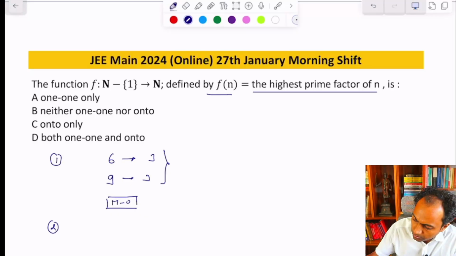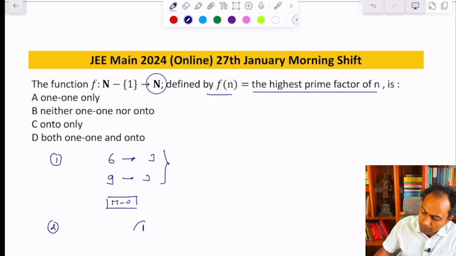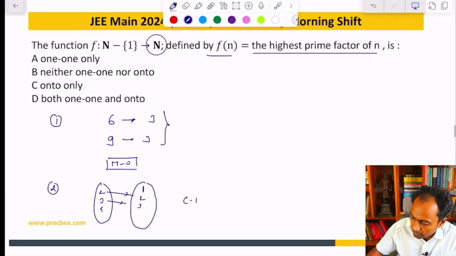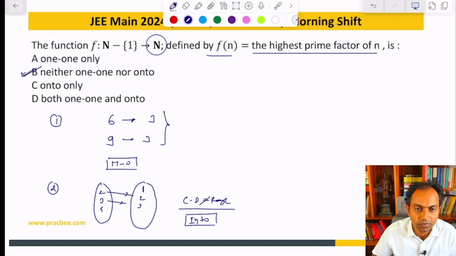Secondly, if you look into the onto nature, it will largely depend on the codomain. In the codomain, there is a number 1. If you look into 1, none of the elements will ever be mapped to 1. Any number, if I take 1, I cannot take, they have removed this 1 from the domain. So I can start with 2, 3, 4 like this, and all of them would be mapped to a prime number higher than that. So 1 will remain empty, hence codomain is not equal to range, and this is an into function. So the answer becomes B, neither one-one nor onto.